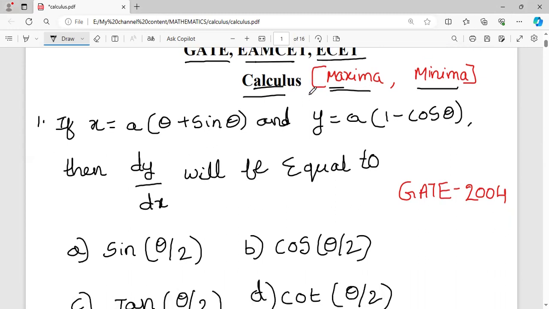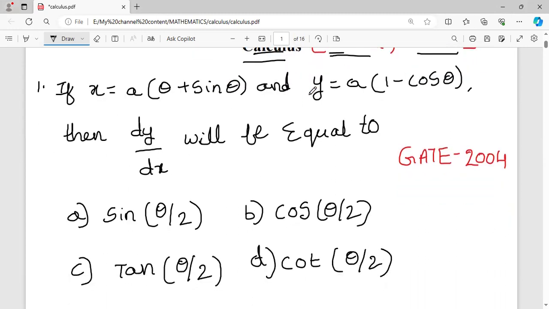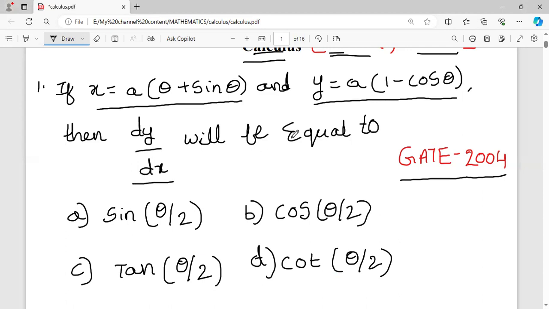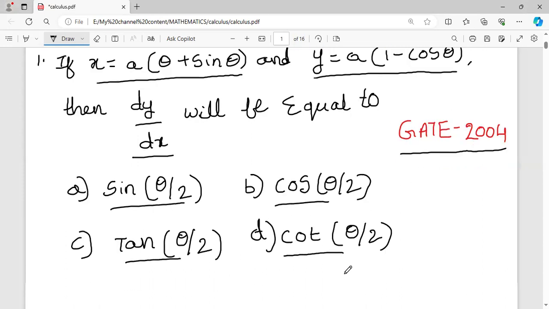So first, let us solve one problem. This question was asked in GATE 2004. The problem is: if x equals a(theta plus sin theta), y equals a(1 minus cos theta), then dy by dx will be equal to sin theta by 2, cos theta by 2, tan theta by 2, or cot theta by 2.